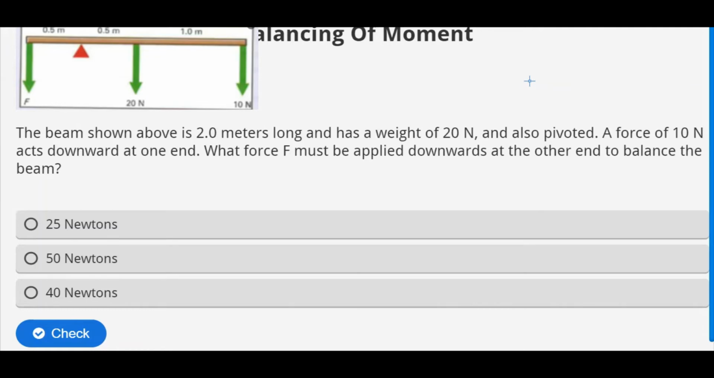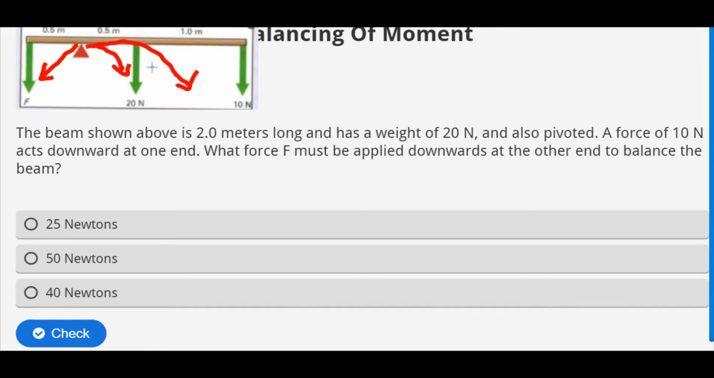The first thing to check or see is the pivot. The pivot is that red triangle. So with that, you have your anti-clockwise moment acting in this direction, and you have your clockwise moment acting in this direction. But we have 20 Newton acting on the clockwise moment side. We also have 10 Newton acting on the clockwise moment side. So we have two clockwise moments to deal with and add together.